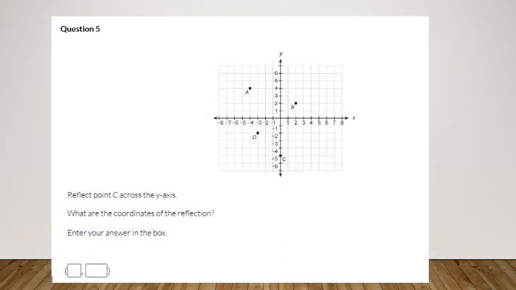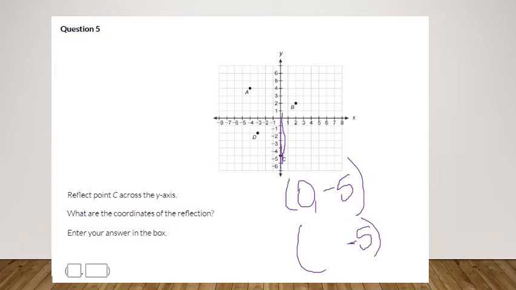Okay, let's reflect point C across the y-axis. So the only thing that changes, we've got 0, negative 5, because we're reflecting across the y-axis, negative 5 stays the same. And I've got to change the sign of 0. Well, 0 doesn't have a sign. So if I reflect it across the y-axis, it's going to be the exact same number. So my answer is 0, negative 5.